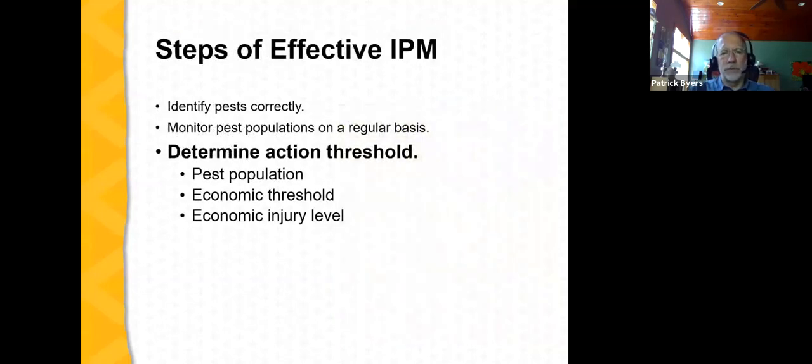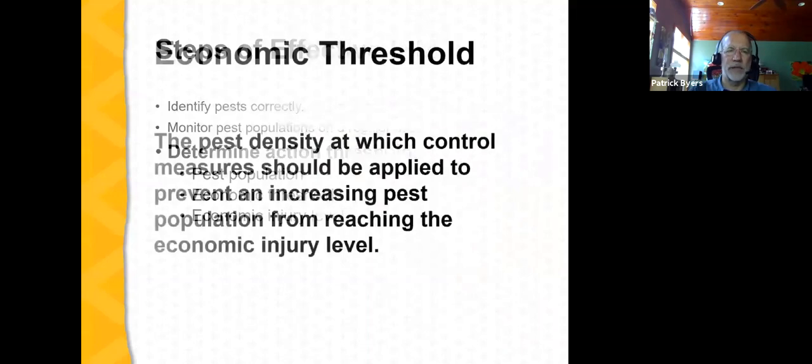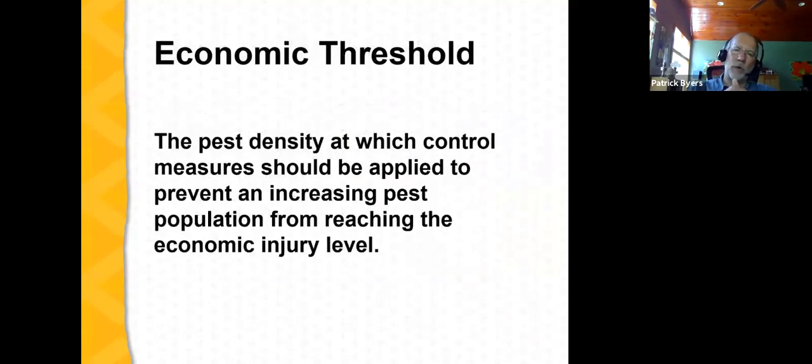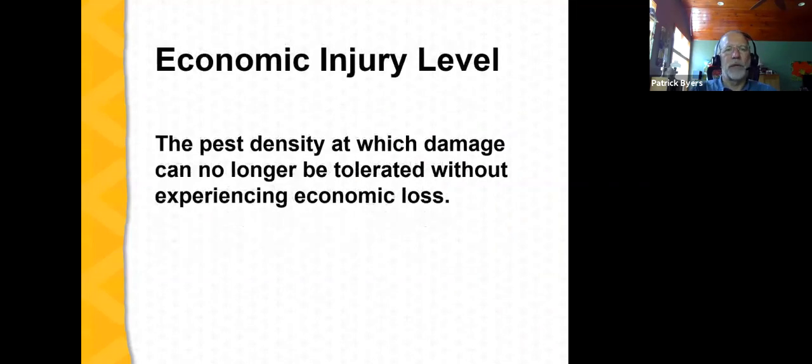Determine the action threshold. You're keeping an eye on the population level of the pest, of the disease. You're going to be thinking about the economic threshold and the economic injury level. So let's go ahead and define these concepts. The economic threshold is the point where you need to start taking measures to prevent a manageable problem from becoming an economically injurious problem. In other words, a problem that you can manage becomes a problem that you can't manage, and you're going to see consequences, either economic consequences or just loss of crop.